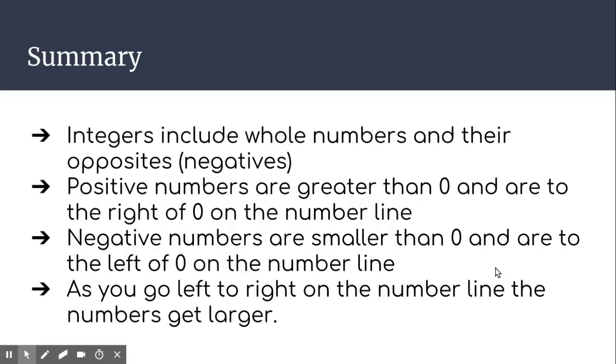And you just got to remember that as you read from left to right on the number line, the numbers do get larger because remember your positives are going to be bigger than your negatives, and the positives fall on the right. And that is your introduction to integers and the number line.